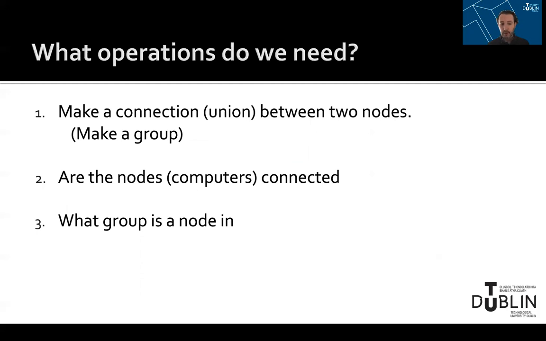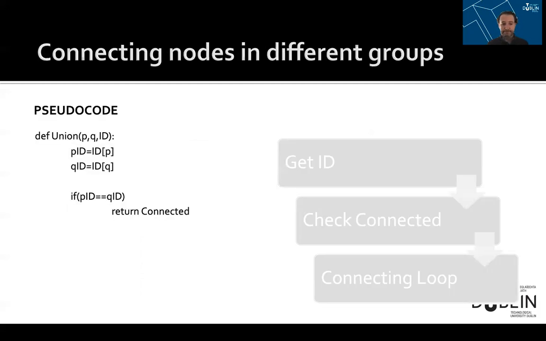So what group is a node in? You connect. So how do we connect? We have to check. So connecting 2 nodes is, first, if 2 nodes are already connected, we stop our algorithm. We don't have to do anything. If they're not connected, then we loop our way through each of the nodes and say, what's the ID? Is it the same ID as the group we want to join? Yes, change it. Change it, change it, change it.